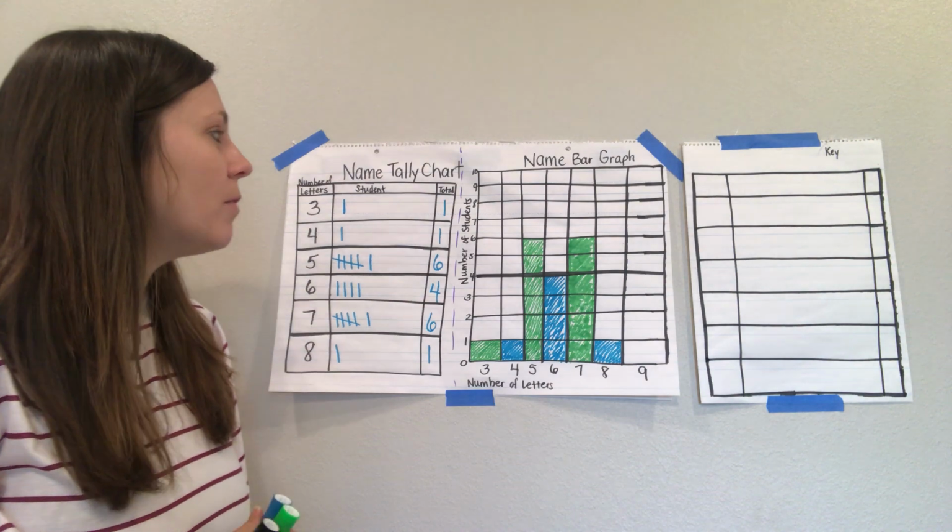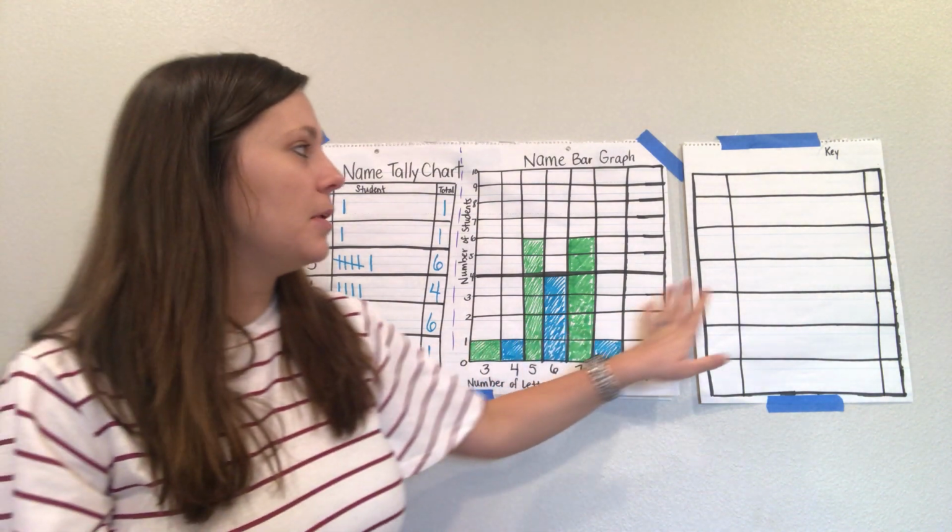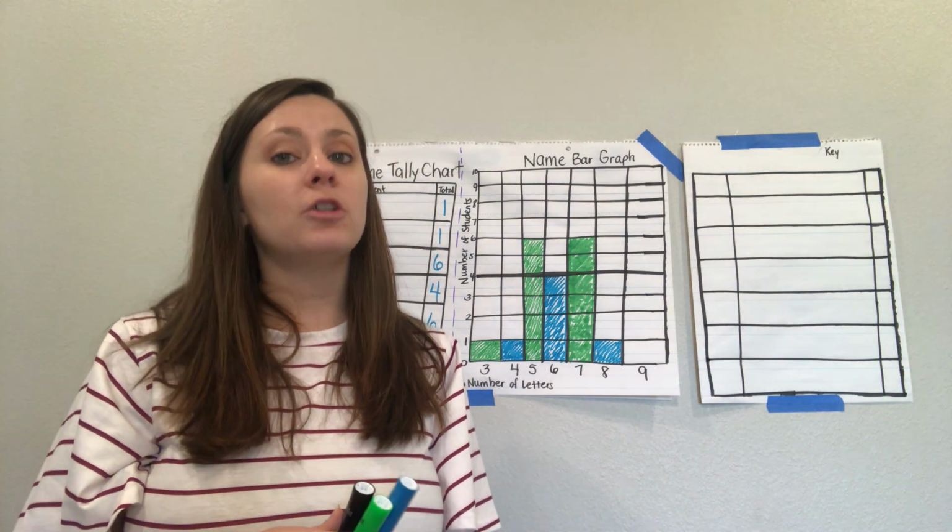So today we're going to take this data and put it into a picture graph. Now you may hear it called picture graph, or you may hear it called pictograph. Listen to the word pictograph. In pictograph, if you listen closely, you can almost hear the word picture. That's because a pictograph is just a picture graph.